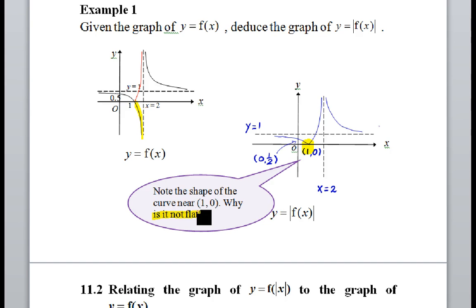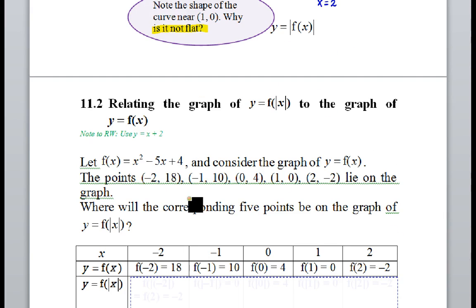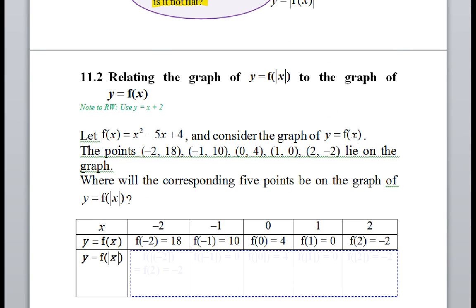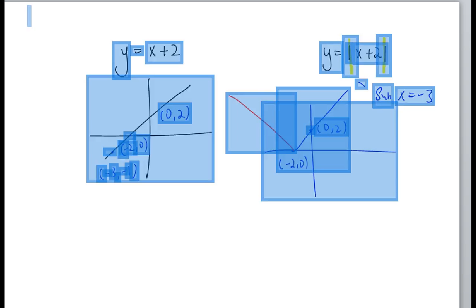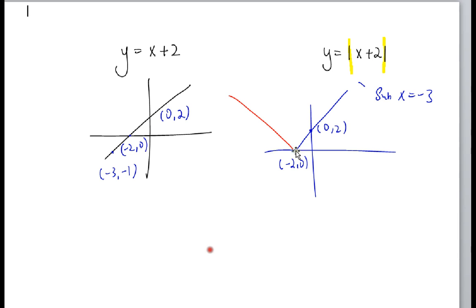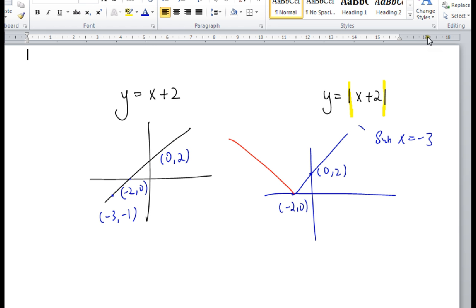Why is it not flat? Because it's just a reflection of this part upwards. Okay, 10. Okay, 11.2. Okay, now let's use this same idea again. Okay, so now it's a bit different.